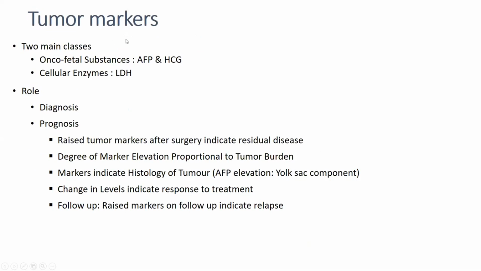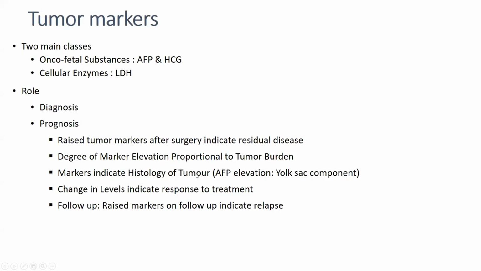Germ cell tumors do secrete tumor markers, and there are two main classes of tumor markers: oncofetal substances and cellular enzymes. Among oncofetal substances, alpha-fetoprotein and HCG, and among cellular enzymes, LDH. So they have diagnostic and prognostic importance. How will they prognosticate? Raised tumor markers after surgery will indicate residual disease. The level of marker elevation is proportional to the tumor burden.